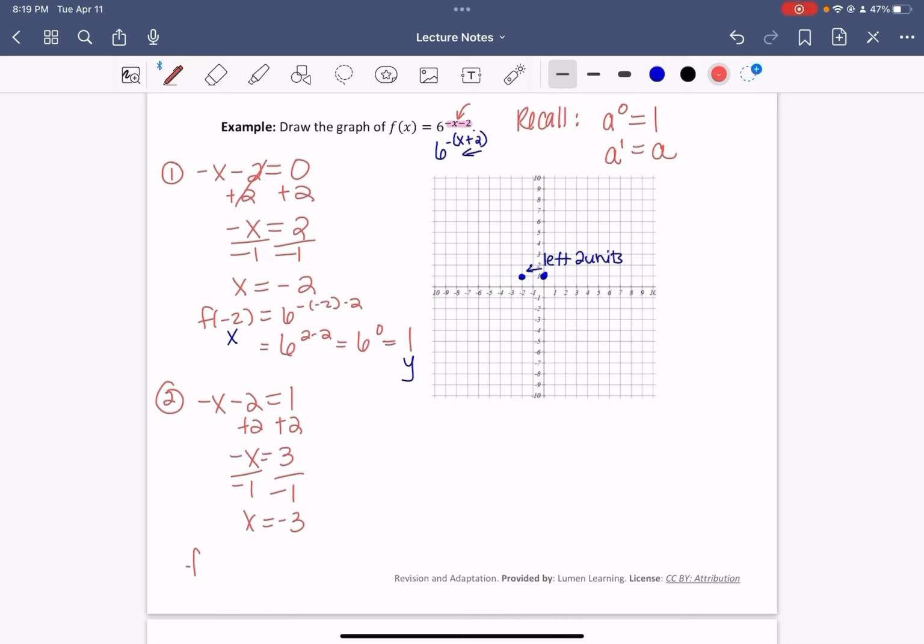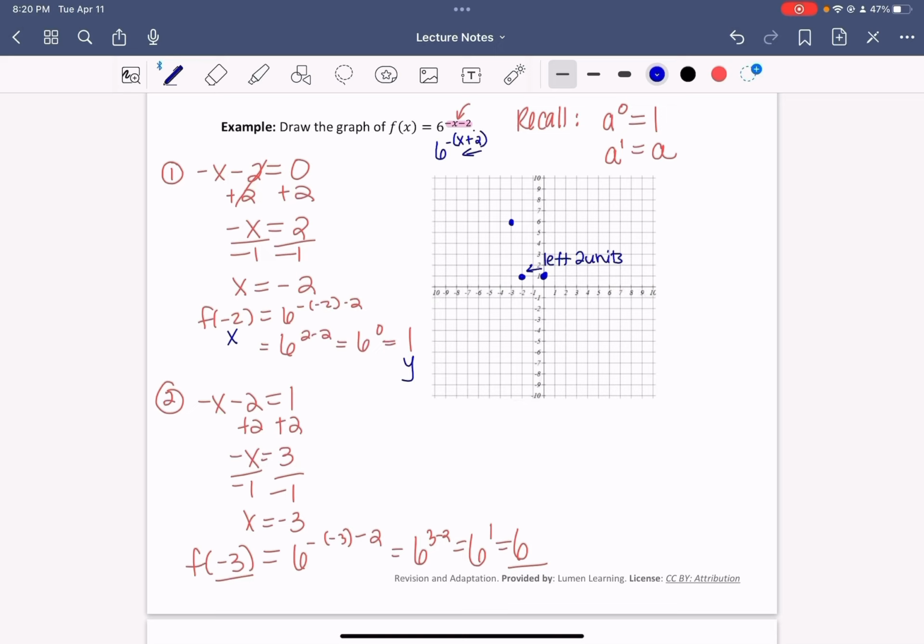So again, saying when x is negative 3 in this problem, that gives me 6 to the negative (negative 3) minus 2, which is 6 to the 3 minus 2, or 6 to the first. So when x is negative 3, y would be 6. So again, I'll come up here and go to negative 3, 6, and I can put a dot. Now, once you have 2 points, using the online tool, you'll be able to graph it.